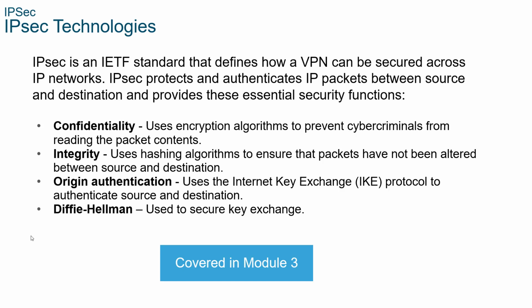Integrity: it's using hashing algorithms to ensure that the packets have not been altered. So basically what it's doing is taking the data and adding a hash to it on one end, and then on the other end it removes the hash and verifies that we've got the same amount of data. And then origin authentication: it's going to use the IKE protocol to authenticate the source and the destination. So really that's one of the first steps. It authenticates the source and the destination before sending information over. And Diffie-Hellman, the algorithm used to do the secure key exchange over a public network.